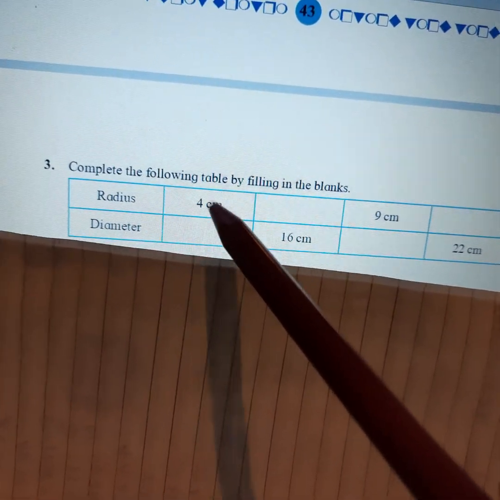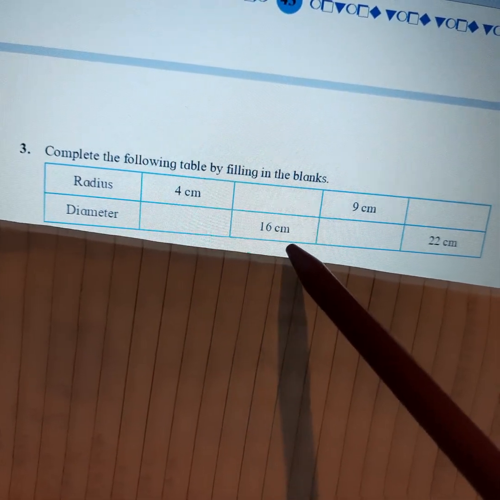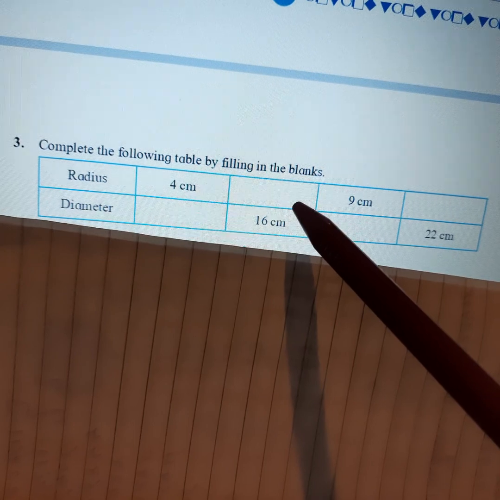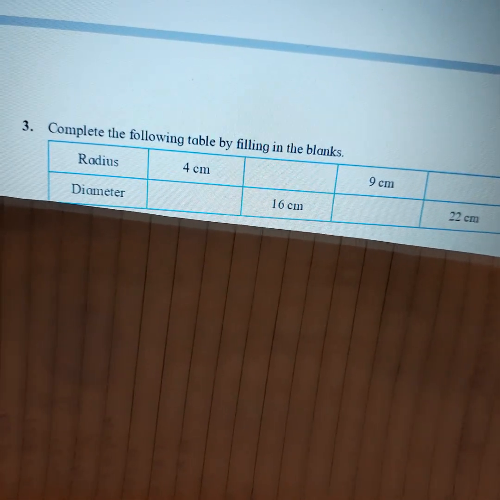See, for example, this is our first sum where radius is 4 cm, we have to find out the diameter. Second sum, diameter 16 cm, radius we need to find out. Third sum and fourth sum. Let us see how to solve it.